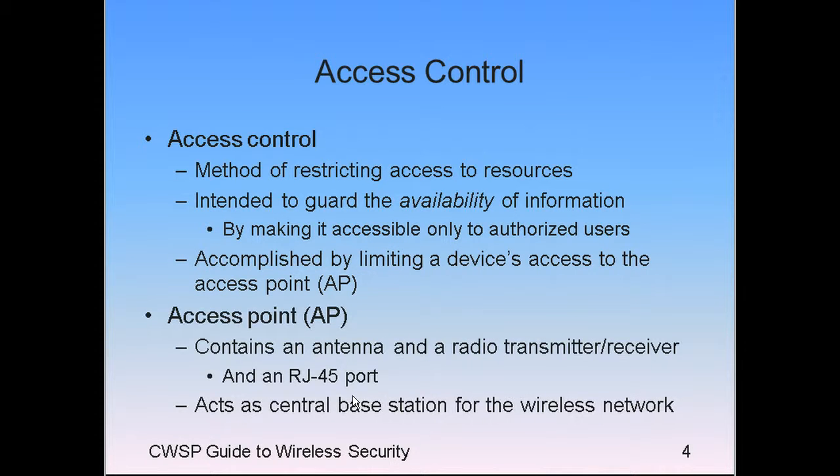An access point is a device that contains an antenna, a radio transmitter, receiver, and an RJ45 port. We're talking here about access points and not routers. We can make a router an access point. It acts as a central base station for the wireless network.